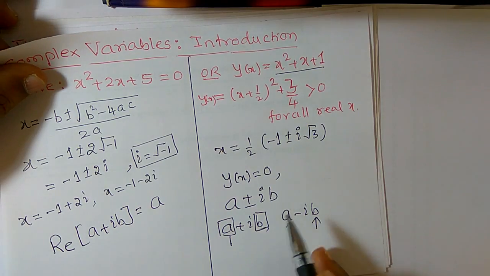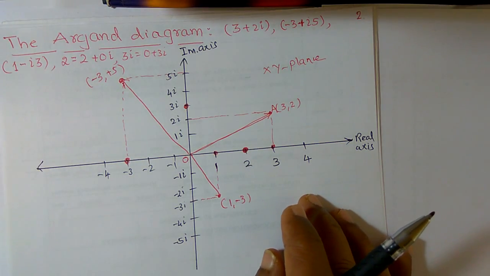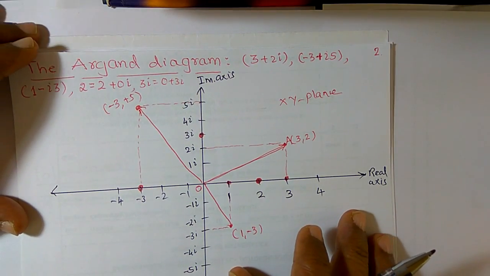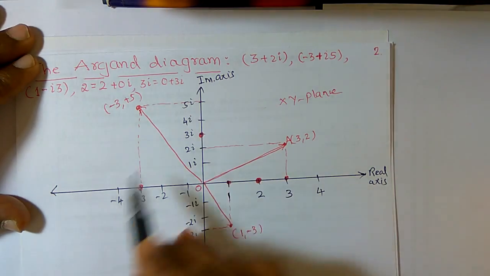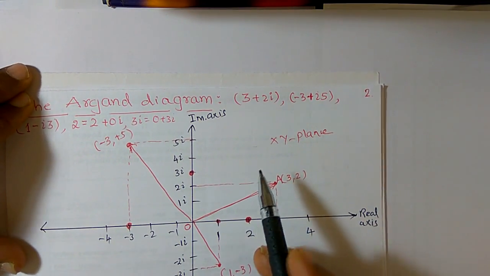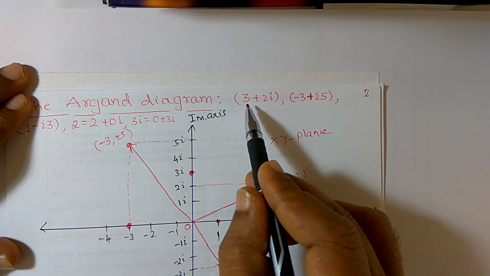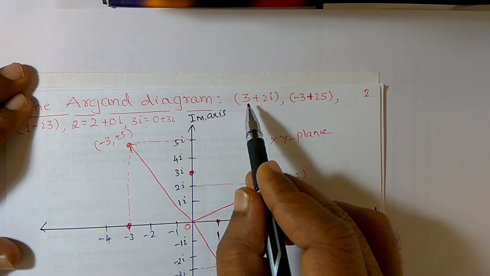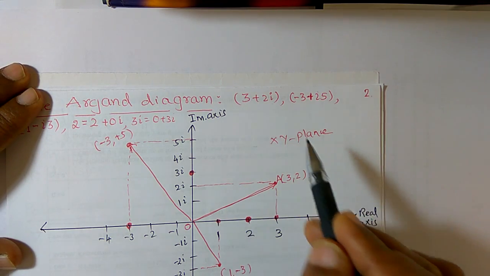Now I want to concentrate on how we are going to represent a complex number diagrammatically. We call it an Argand diagram. I want to consider a particular complex number, say for example 3 plus 2i. I have replaced a and b by some real numbers, namely 3 and 2. Now I want to represent 3 plus 2i.